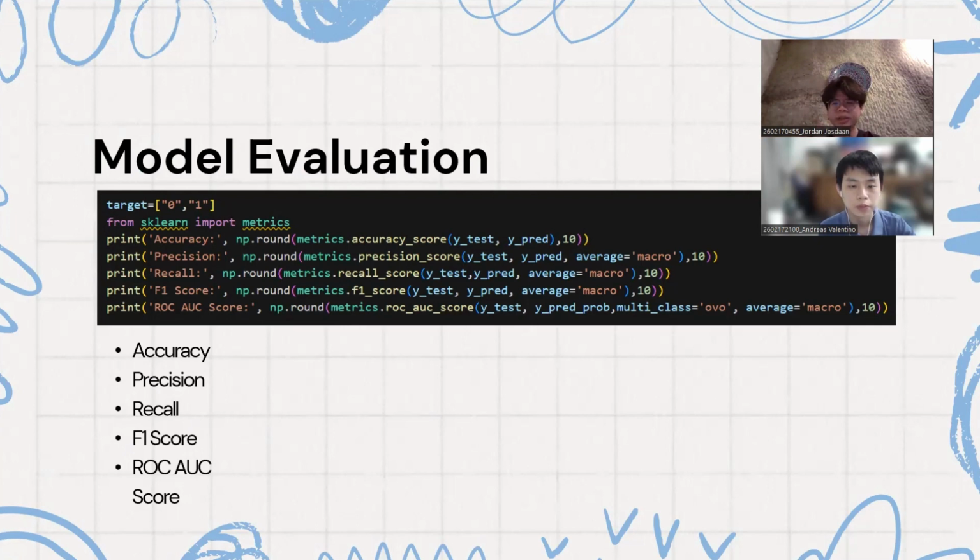Lastly, we use the macro averaging, as you can see right here, because it calculates the metric independently for each class and then takes the unweighted mean, thus meaning that it is treating all classes equally.